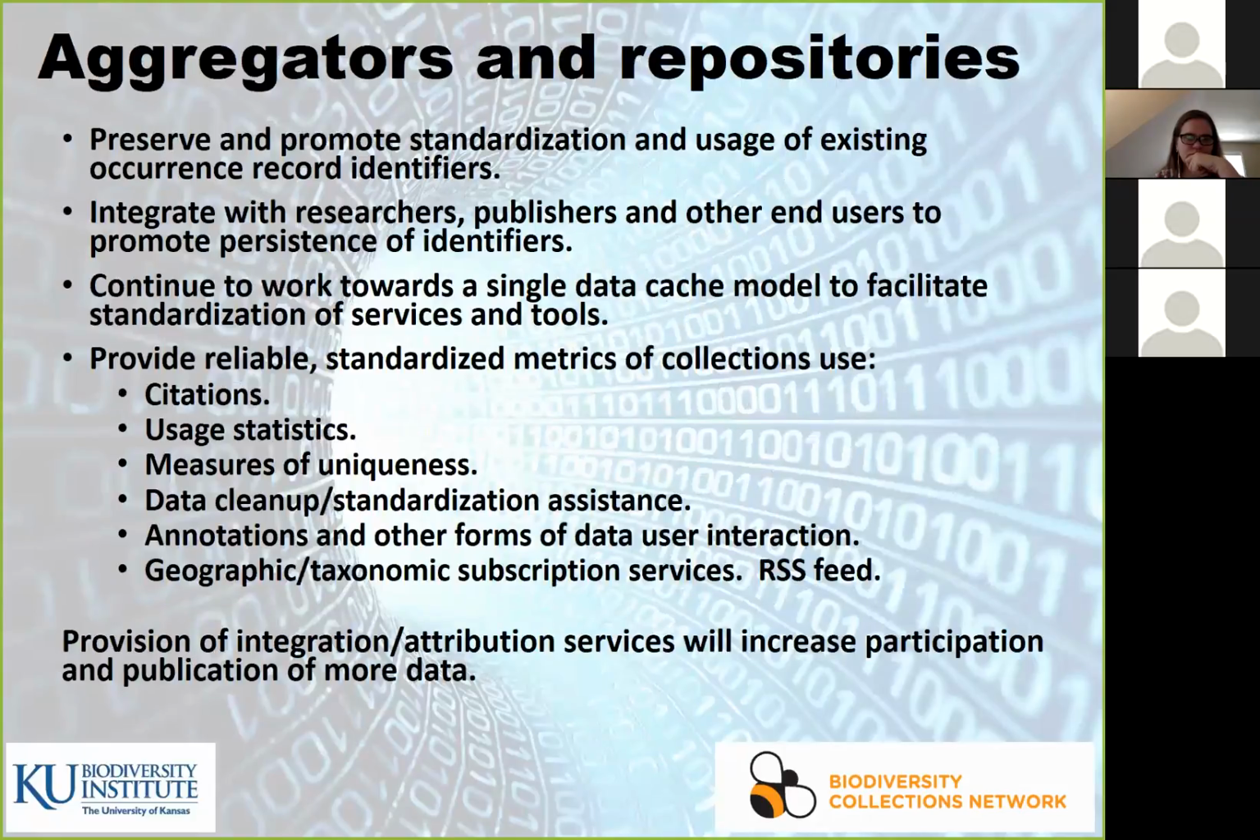The aggregators and repositories need to preserve and promote the standardization and usage of existing record identifiers. Thankfully, most of the aggregators are involved in that activity already. They need to integrate with researchers, publishers, and other end users to promote the persistence of these identifiers going forward. They need to continue to work towards a single data cache model to facilitate standardizations of services and tools. And they need to provide reliable, standardized metrics of collections use. So not only through citations, which GBIF is starting to do now, but also usage statistics.